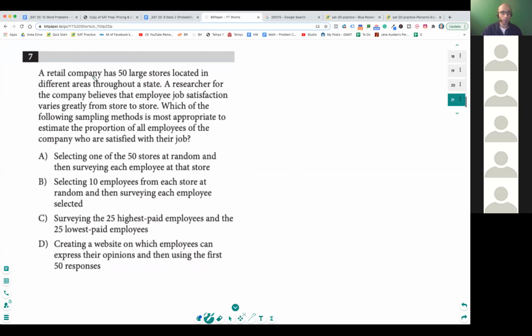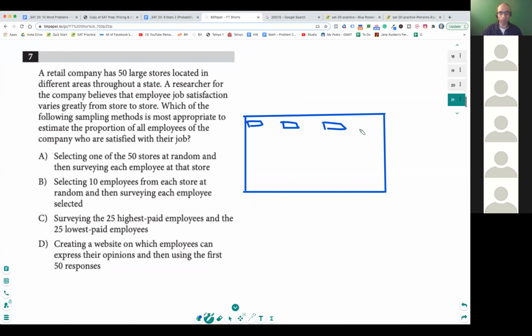A retail company has 50 large stores located in different parts of the state. Very similar to what we were talking about before. This is the square state, and let's say these are your retail company stores all through the state, 50 of them. I'm just drawing some of them. The company believes employee job satisfaction varies greatly from store to store. Which of the following is most appropriate? Select one of the 50 stores at random, and then survey each employee at that store.